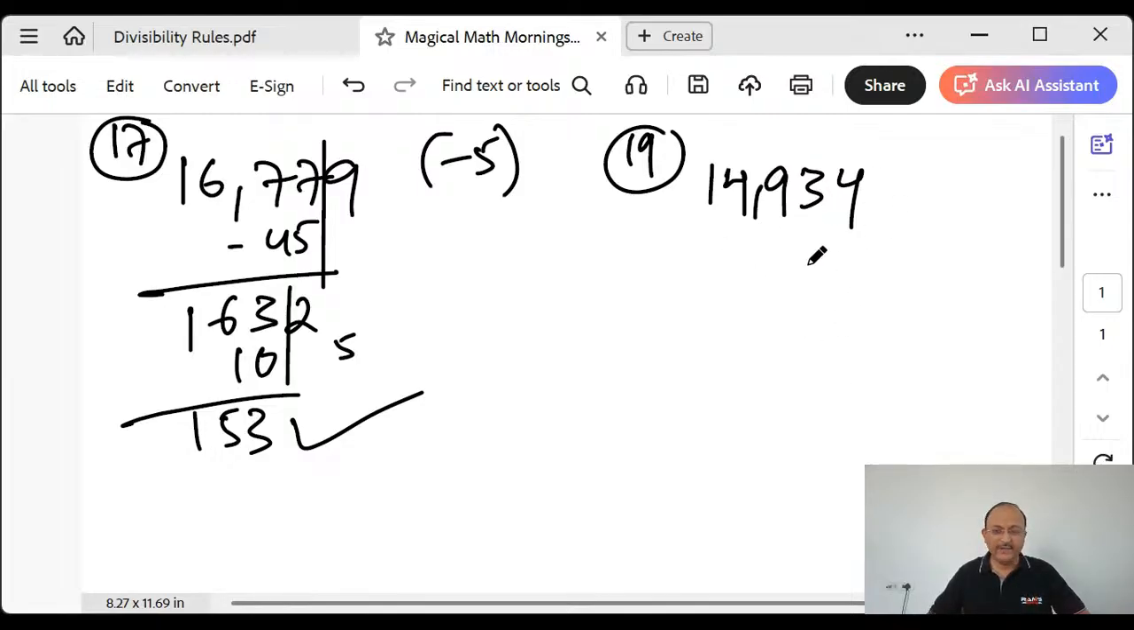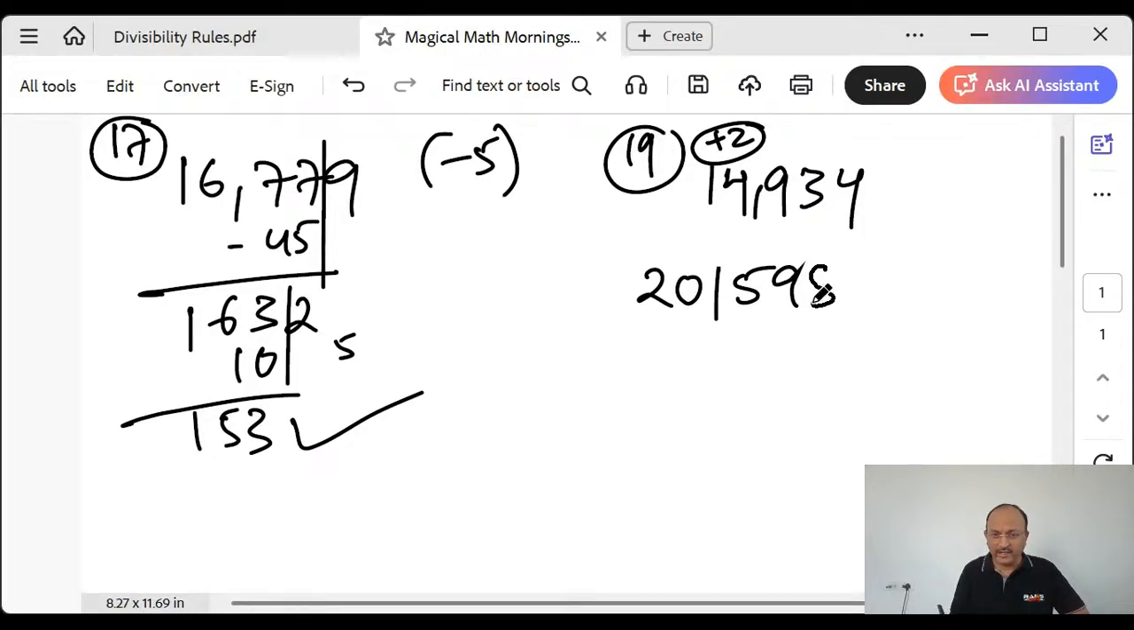14,934. Is it divisible by 19? The rule for 19 is plus 2. Yes, it is. It is divisible by 19. Let's take one: 201,598. I want you to check the divisibility for 23. 2,01,598. Check the divisibility for 23.